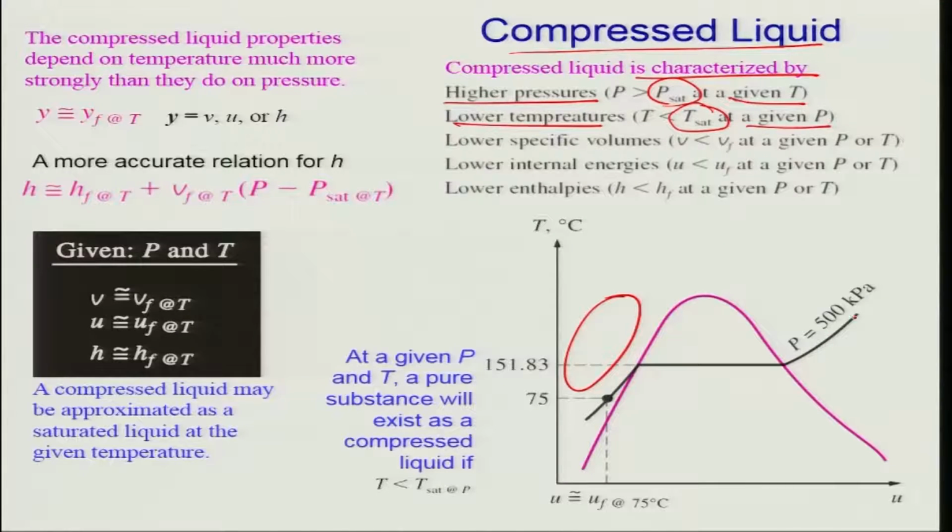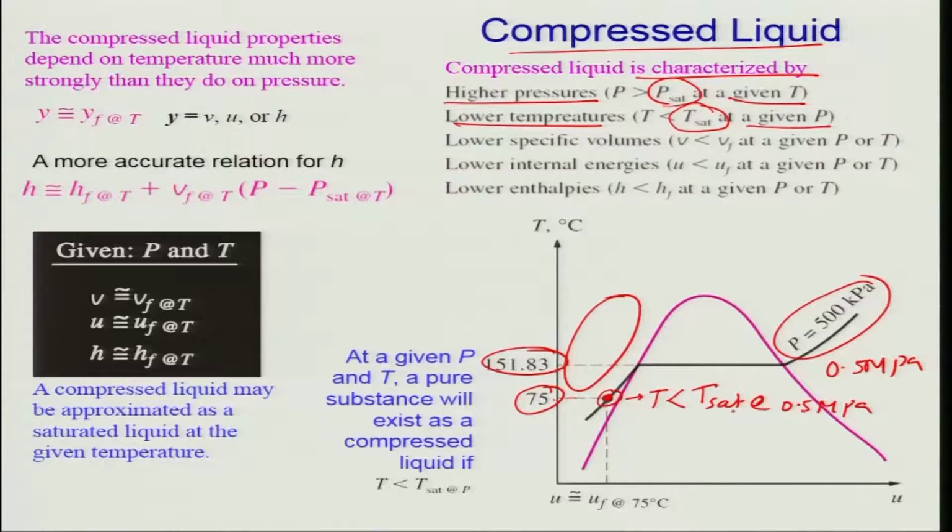So let's take a look at this pressure which is already given. This is a pressure of 500 kilopascal and its saturation temperature is this. So this is 0.5 megapascal, right? The saturation temperature is this, and our system lies here. So this is our system. At this system the temperature is 75, but this is at the same pressure, and thus the T here is less than Tsat at 0.5 megapascal. So this is the condition of your compressed liquid.